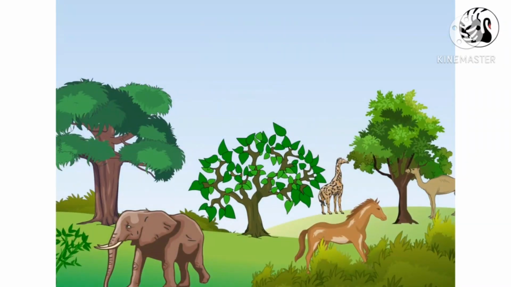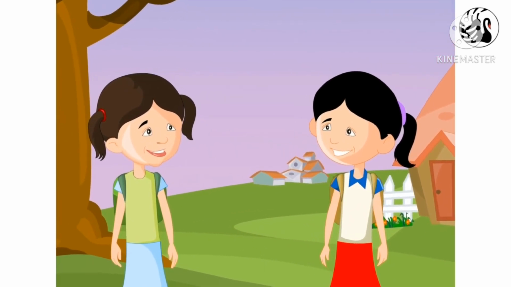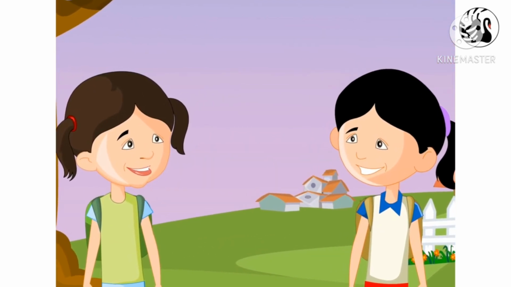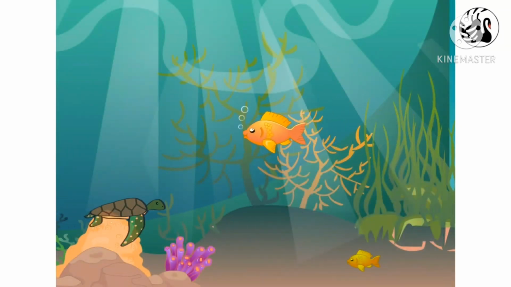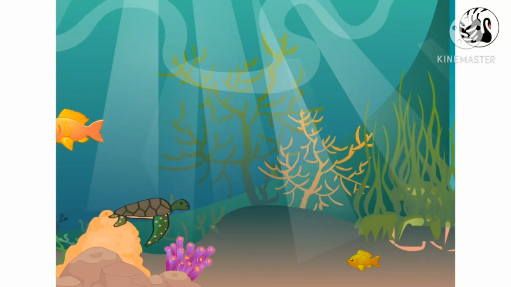Then, do you have any idea about insects? Insects use air holes for breathing. Then what about fish? Fish use their gills for breathing. All living things breathe in oxygen. When we breathe, we take in oxygen from the air. Unlike land animals, most fish get their oxygen from water.